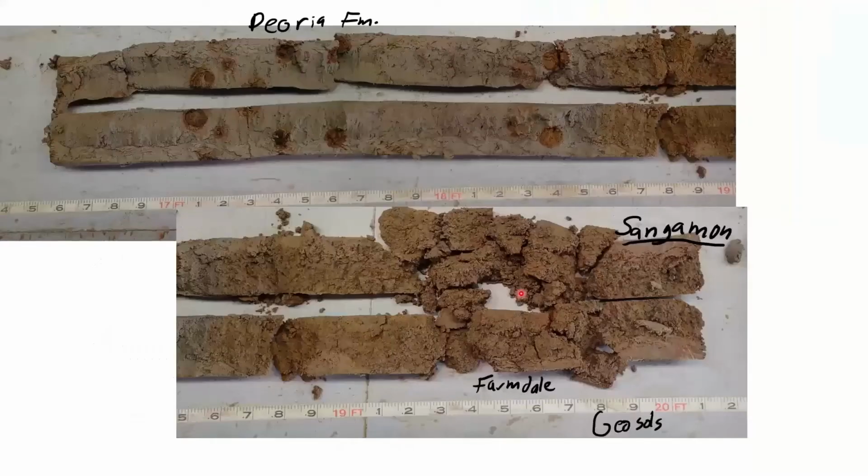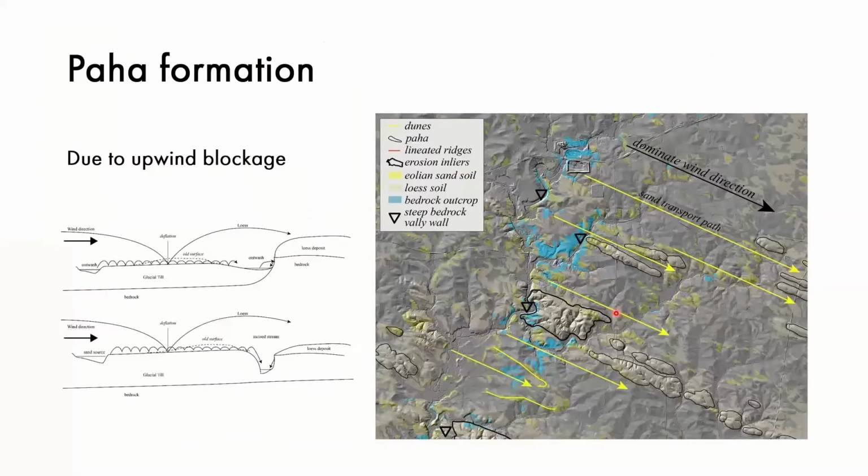And this is what it looks like. These are the cores that I showed earlier. So here's the loess, here's the Sangamon soil, really old, and this is just proof that the loess acted as a buffer. So pahas, well, they formed during the last glacial advance because of where they sat on the landscape relative to bedrock and steeply incised valleys.